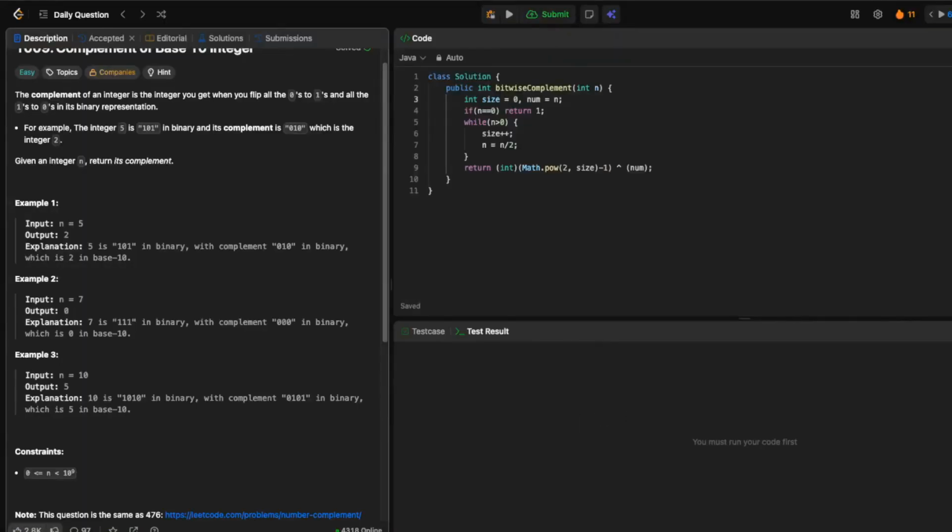This is the Java implementation of the solution. Here, I'm iterating through this while loop, calculating the number of bits in the number n. Whatever the number of bits I have, I compute 2 to the power size minus 1, as I discussed earlier. After that, I'm just taking the XOR of it, and this is going to give me the answer.